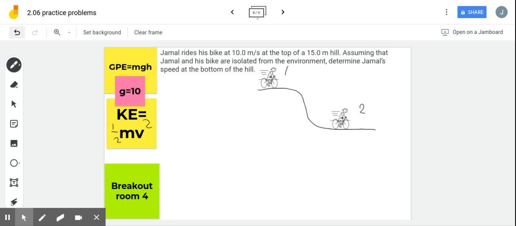Here's number 8. Jamal rides his bike at 10 meters per second at the top of a 15-meter hill. Assuming that Jamal and his bike are isolated from the environment, determine Jamal's speed at the bottom of the hill.